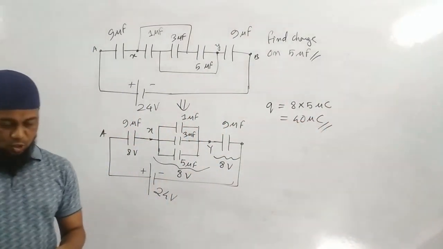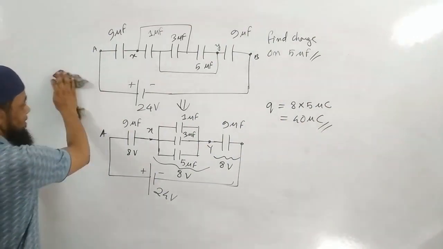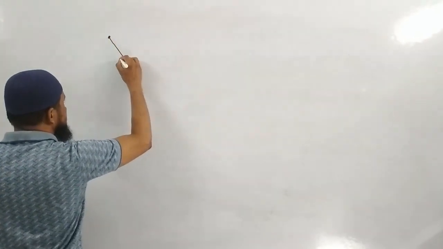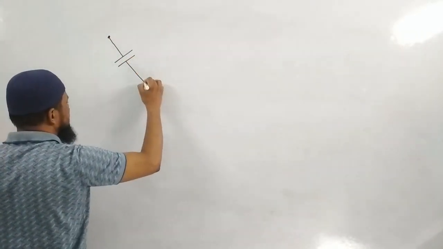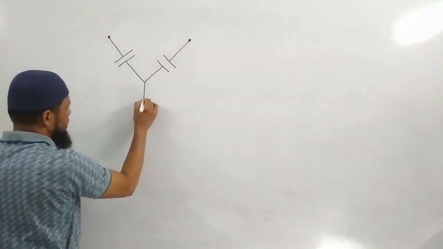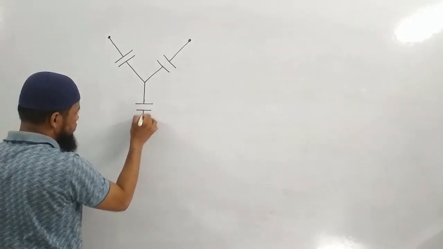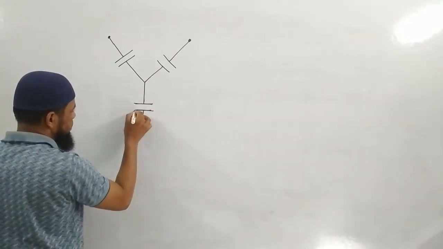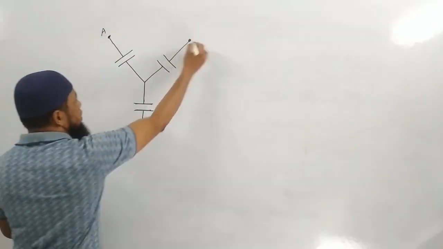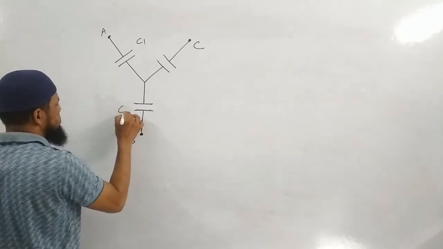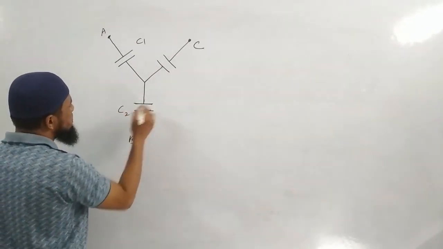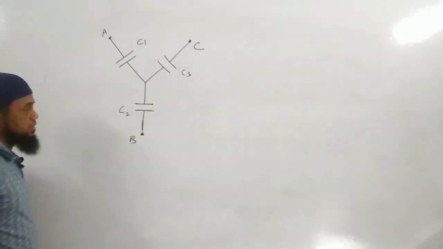Over? Okay, right. Now another point, another common question. These are also very common questions in current electricity, and for resistor circuits also you'll get them. Three capacitors are connected like this between the points A, B and C. Capacitances are C1, C2, and, let me make it general, C3.